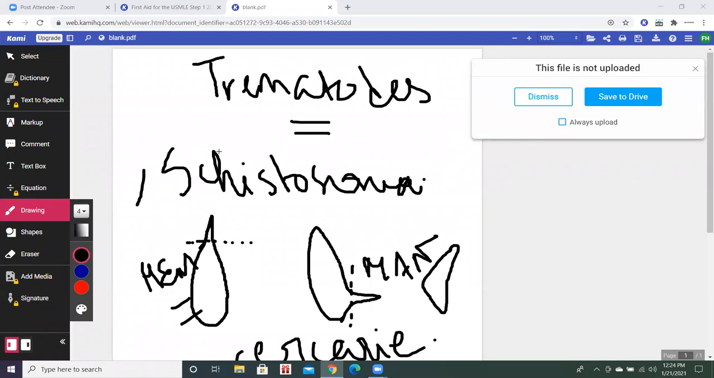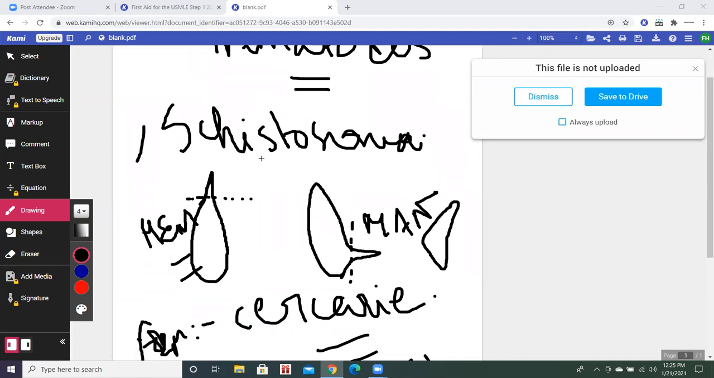Okay, so I want to revise the discussion on schistosomiasis. Before I begin, let me talk about what schistosomiasis is once again. It's a very common parasite, which we all know. There are two types, Haematobium and Mansoni. Haematobium has a terminal spine. Mansoni has a lateral spine, okay?